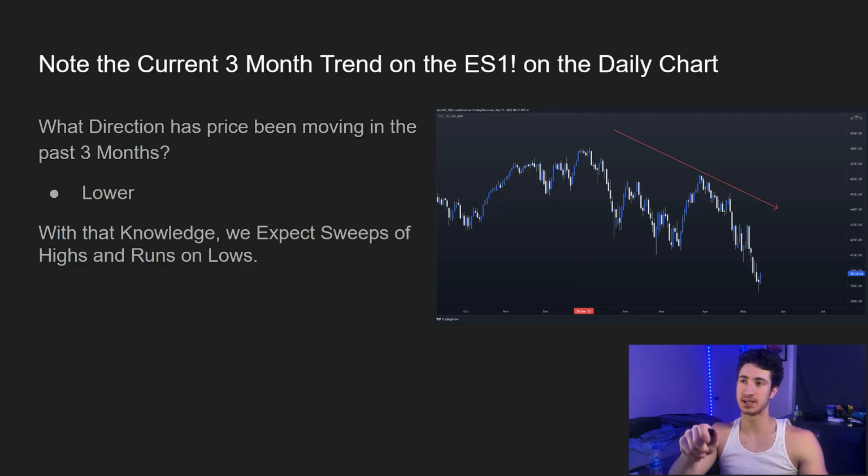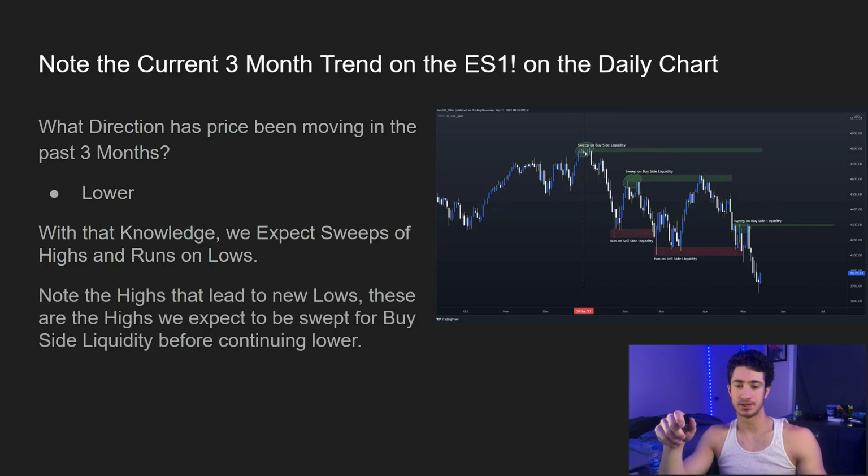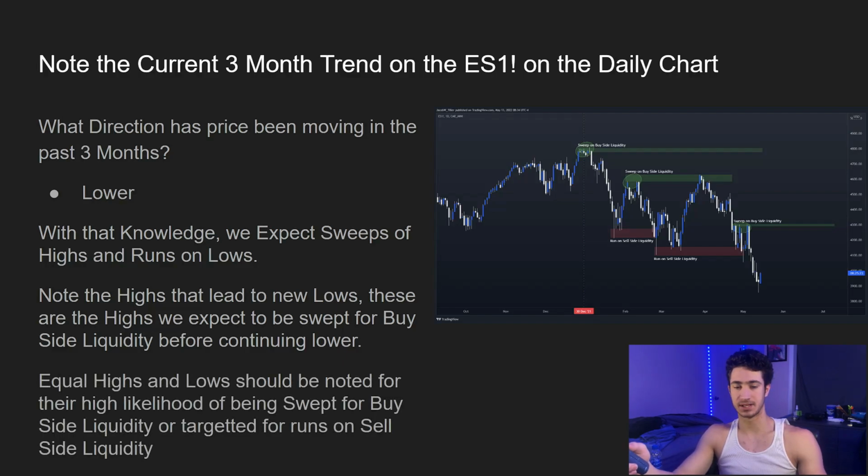So when price runs a high, we don't want it to run very far. We want it to just sweep and then continue running lows. So we note the highs that lead to new lows, and these highs are expected to be swept, like I just said. Equal highs and lows should be noted for the high likelihood of being swept for buy-side liquidity and targeted for runs for sell-side liquidity. These equal highs and equal lows have a lot of orders under and above them. Price likes to target these levels because when they're swept, they take out a lot of liquidity in the market.